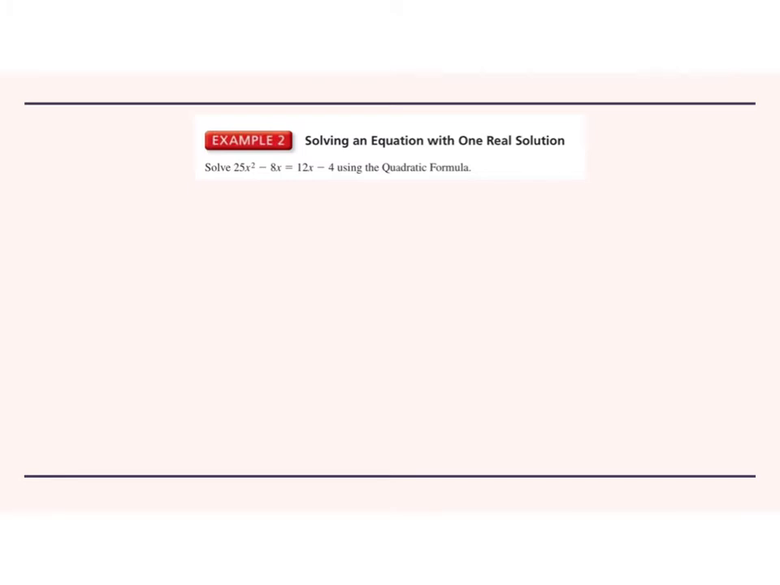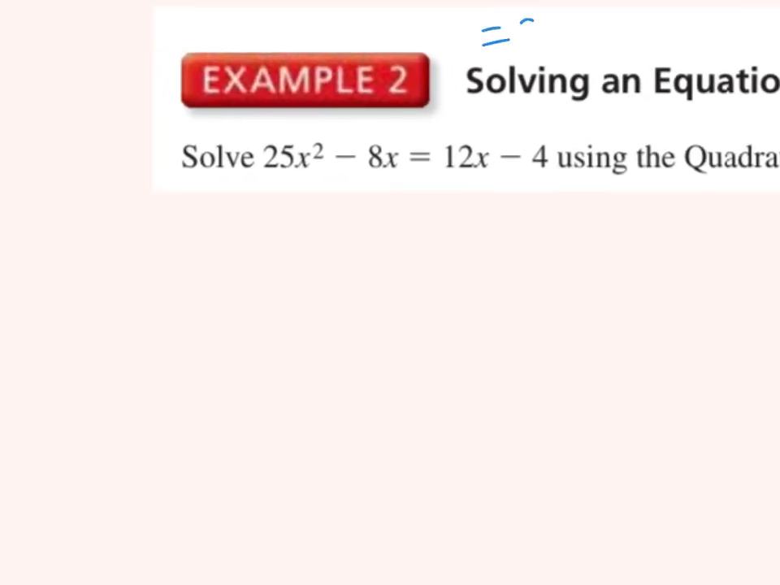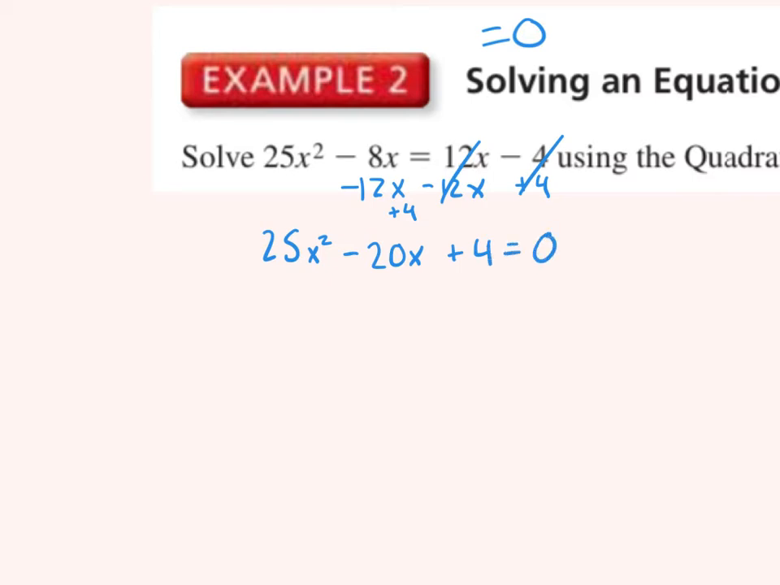Again, we are solving using the quadratic formula. We need it to be equal to 0, so we have to move everything to one side. So I'm going to subtract 12x on both sides. So it cancels out. So we have 25x squared minus 20x. And then I want to move the 4 to the other side, so I'm going to add 4 to both sides. So it cancels out on the right. So plus 4 is equal to 0. So this is our a, this is our b, and this is our c.